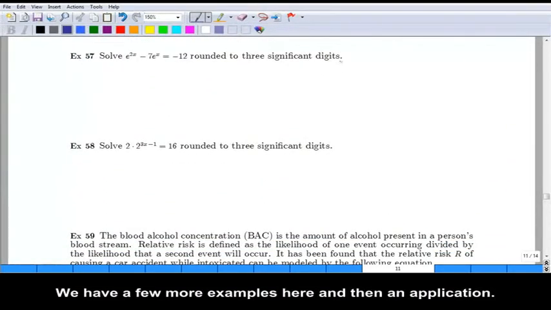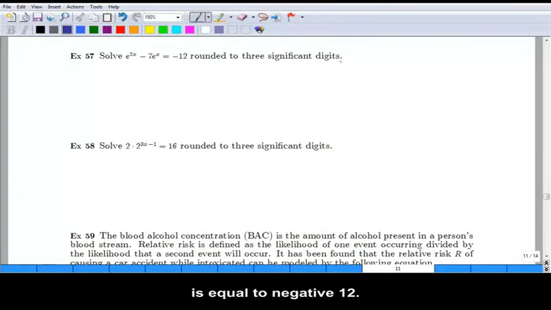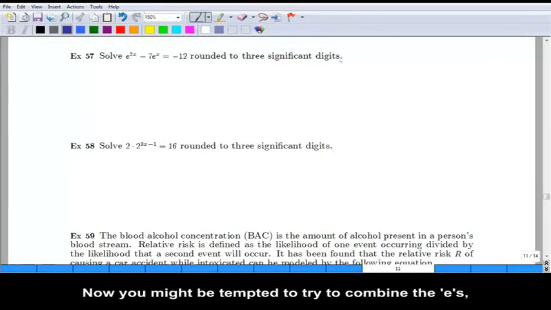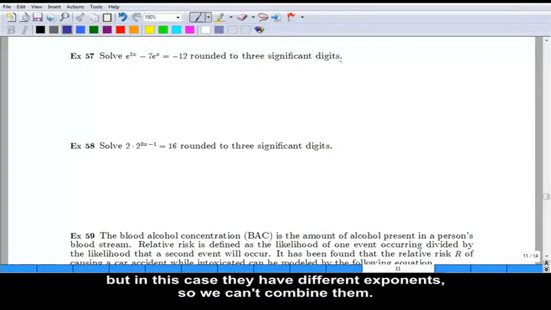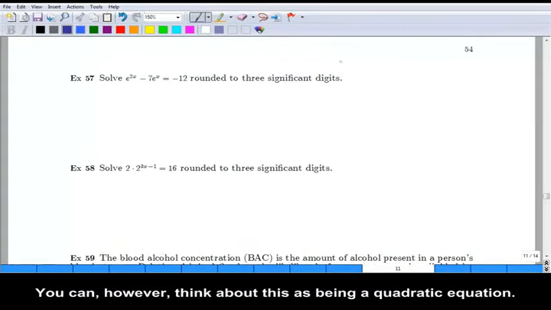We have a few more examples here and then an application. Our first example has e to the 2x minus 7e to the x is equal to negative 12. Now, you might be tempted to try to combine the e's, but in this case they have different exponents, so we can't combine them. You can, however, think about this as being a quadratic equation.